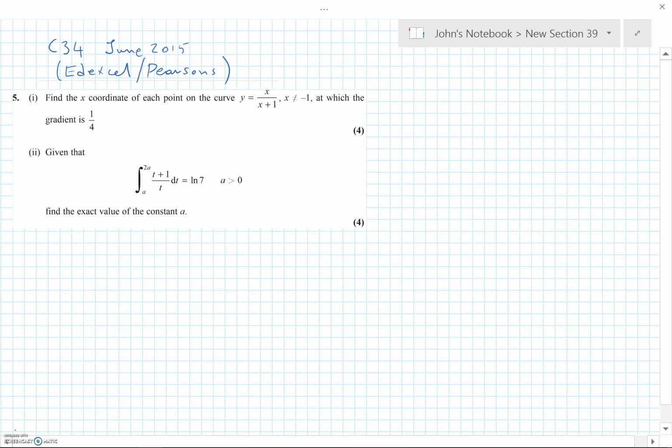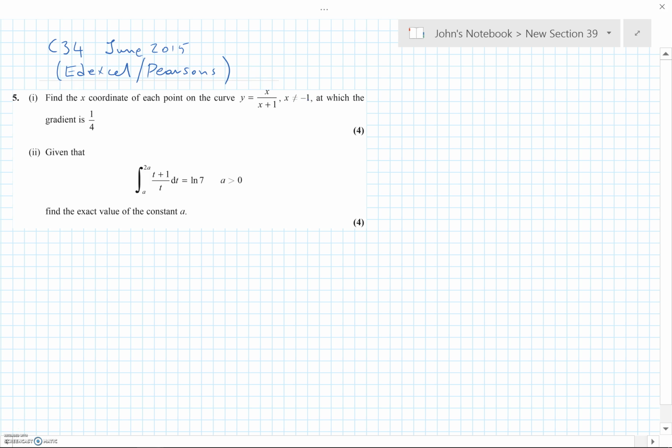Okay, here's the fifth question of the paper, the International C34 paper. It's one of those questions that's split into two parts, but there doesn't seem to be an obvious connection between the two parts, really. It could have easily been two separate 4-mark questions, it appears to me. So we're going to use differentiation. I'm going to use the quotient rule.